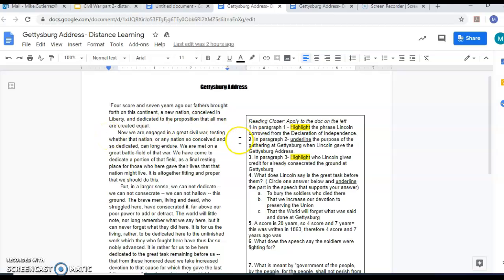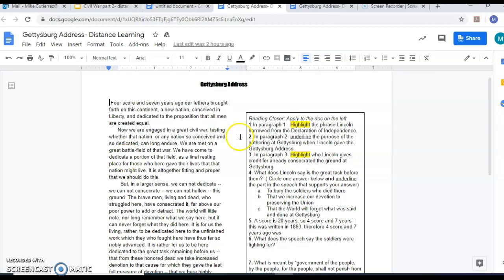For paragraph 2, we are going to underline the purpose of the gathering at Gettysburg when Lincoln gave the Gettysburg Address. So you're reading the second paragraph and you're going to underline the purpose for this Gettysburg gathering. Number 3, in paragraph 3, you're highlighting who Lincoln gives credit for already consecrating the ground at Gettysburg. Number 4, what does Lincoln say is the great task before them?